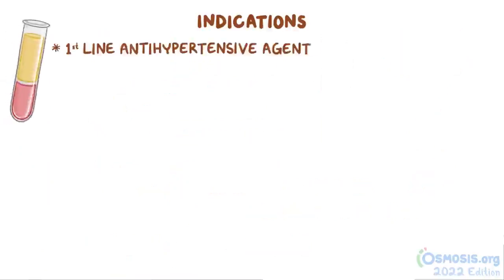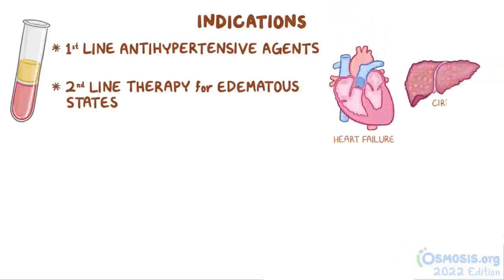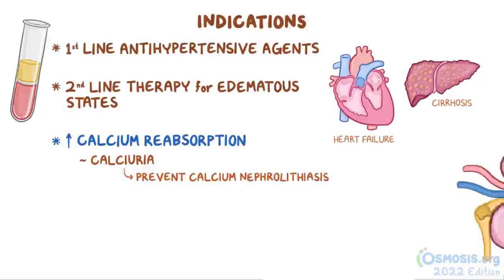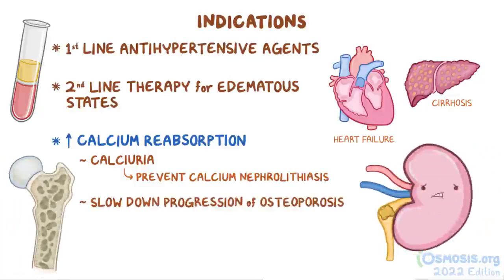Thiazides are used mainly as first-line antihypertensive agents, since they decrease plasma volume. This also makes them useful as a second-line therapy to treat edematous states caused by conditions like heart failure or cirrhosis. Since they increase calcium reabsorption, they can also be used in individuals with calciuria to prevent calcium nephrolithiasis or the formation of calcium oxalate kidney stones. Preventing calcium loss can also slow down the progression of osteoporosis.